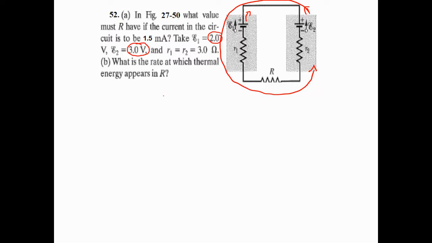It's very easy. First of all, you have to separate the battery, and we have to give importance to the strongest battery. So here the strongest battery is E2. So I have to write E2 first. Am I right? E2 minus E1.